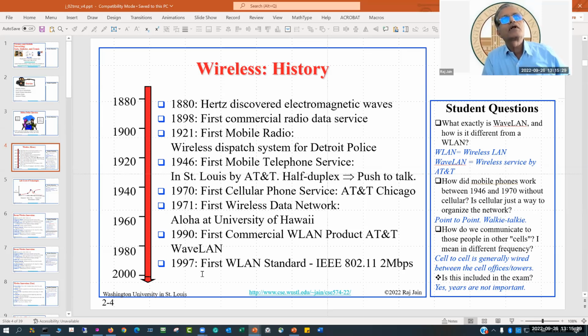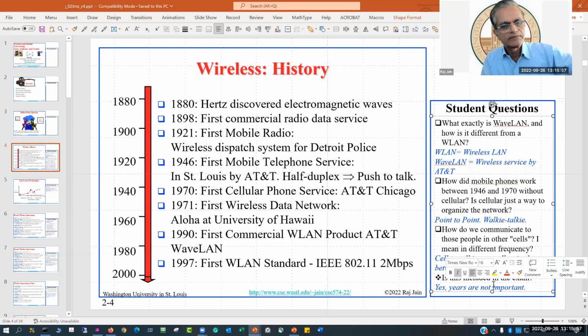Yes. Years are not important. You don't have to remember whether Hertz made his discovery in 1980 or 1880, but you have to know what Hertz is famous for. And then, for example, wavelength, these are key parts of the history of wireless. Those years are not important, but the rest, some of the data points, whatever it says here, is important. Okay. Next, 6. Was it 6?